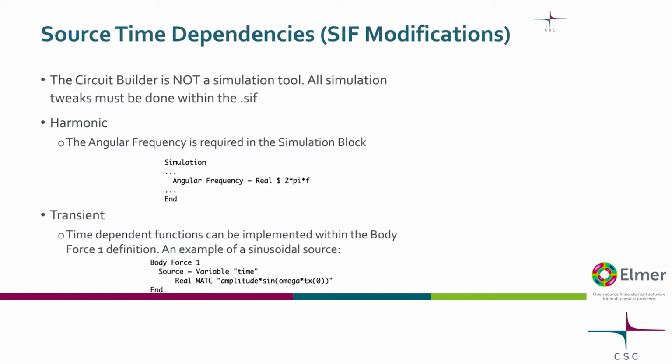If you have time dependencies in your sources, you will have to make a couple of tweaks in the zip file. So for instance, if you're working in a harmonic simulation, you will have to add the angular frequency in the simulation block. And if you're working in transient, you will have to go to the body force and add whichever function describes your transient. In this particular case, I just have an amplitude and a sine. So if it's a current or voltage, this is how you would set it up. And I'll go over that again once I actually go through the code.